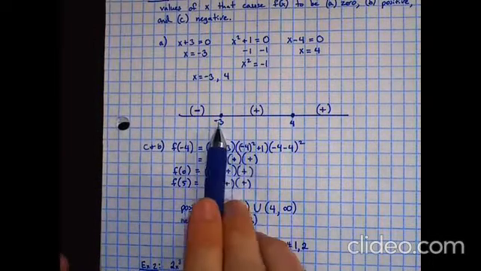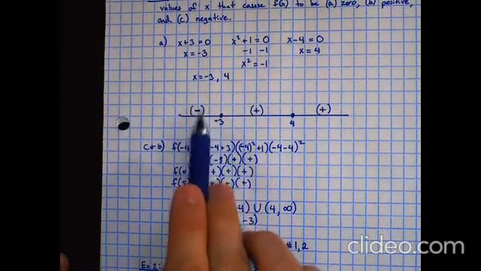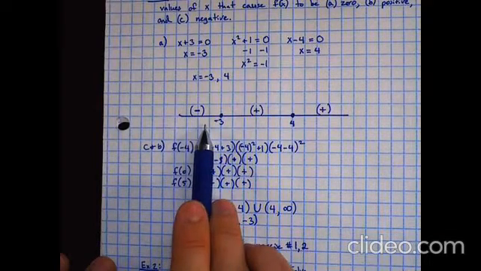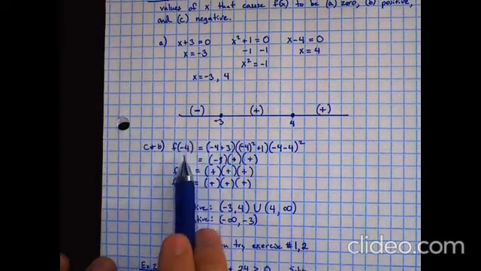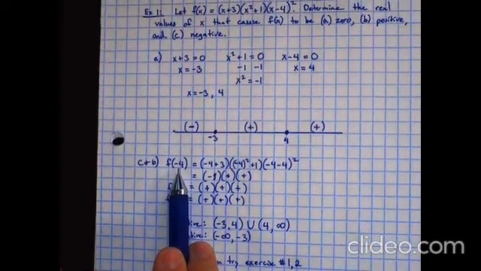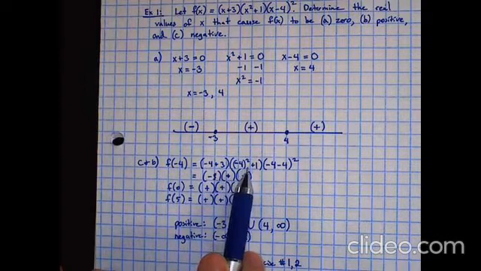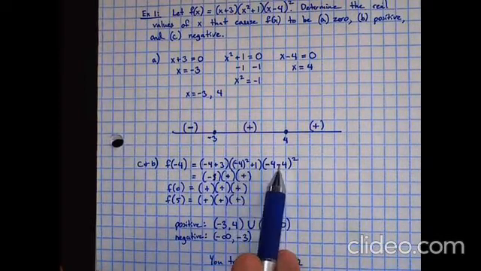So negative 3. We want to figure out what's going on to the left of this. So I'm going to pick a value that is less than negative 3. Let's say negative 4. So I'm going to plug in negative 4 to our original function up there. So negative 4 plus 3, negative 4 squared plus 1, and negative 4 minus 4 squared.